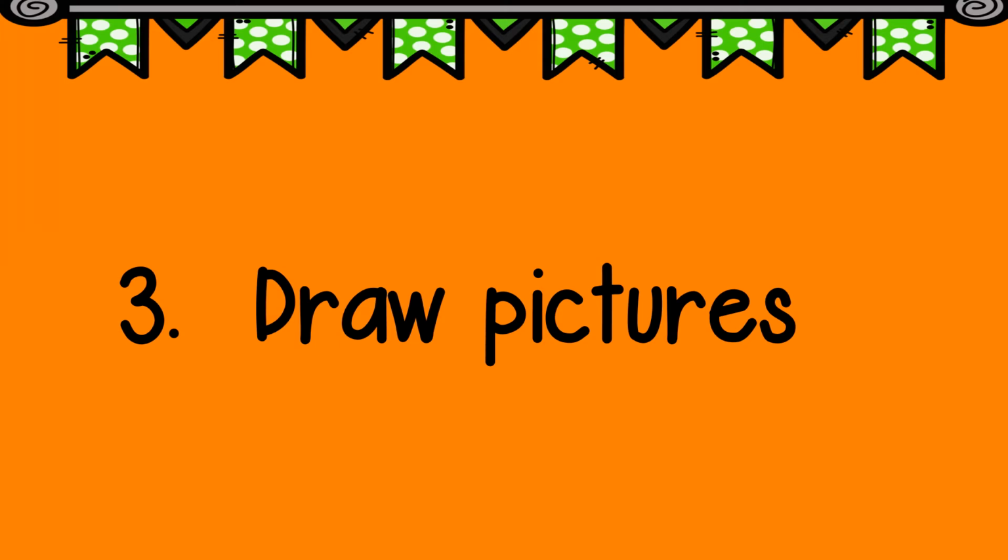Step 3 is to draw pictures. So you can draw pictures to go with your story. I would draw pictures first. That way you can have your ideas down on paper, and then when you're getting ready to write, you already have an idea of what to write about.